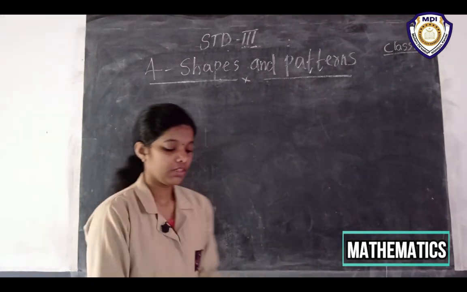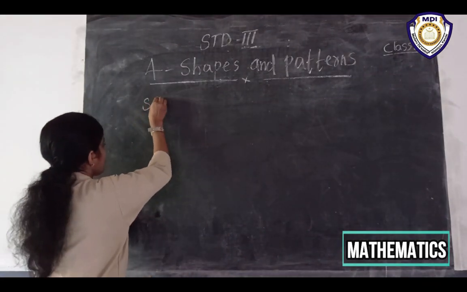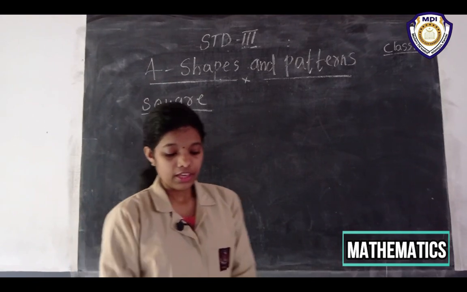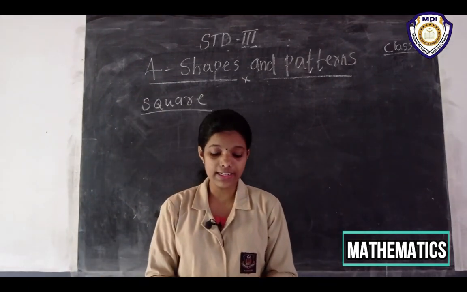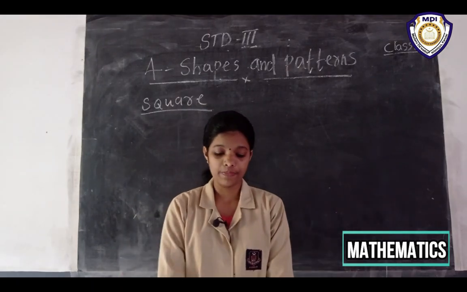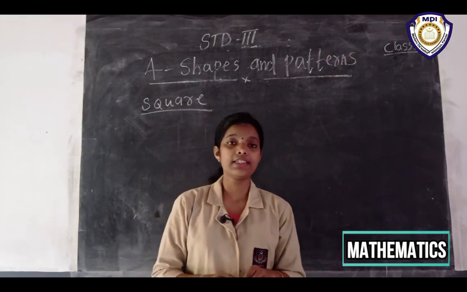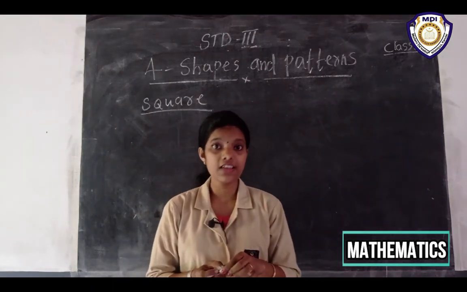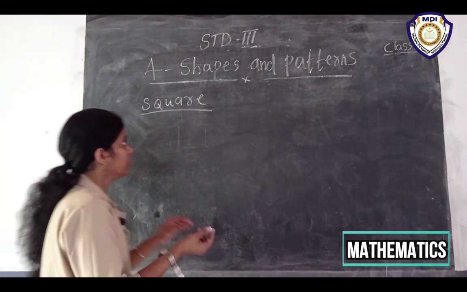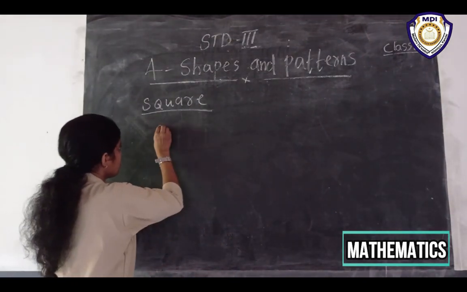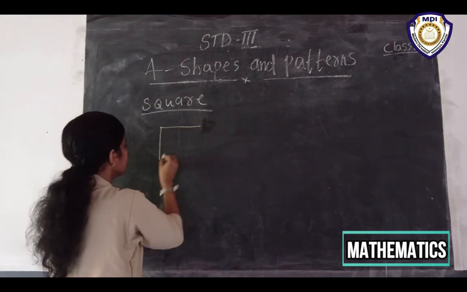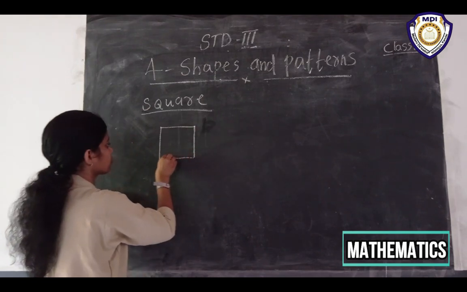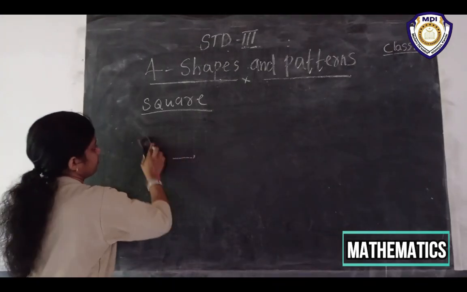Square. A square has four sides and four vertices. Vertices means corner. Okay. This is the shape of a square.